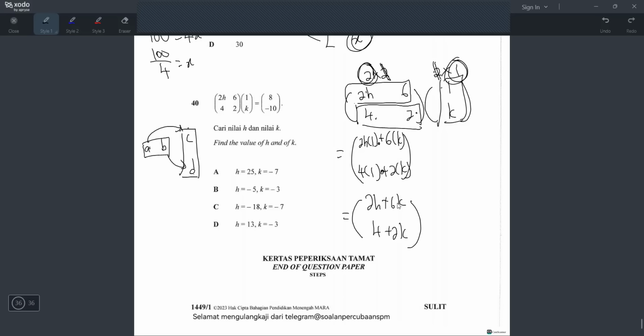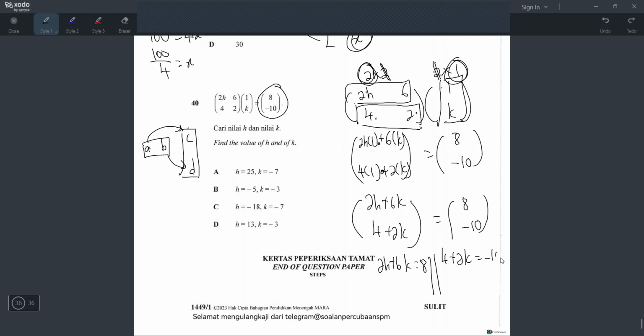So this is your final answer, and you can compare this with the 8, negative 10, right? Because they mentioned before, this times this is 8, negative 10, right? It means this whole thing can compare with 8, negative 10. And how can we find h and k? We can just compare atas sama dengan atas, bawah sama dengan bawah. So 2h plus 6k will be equal to 8 because atas and atas must be sama and then bawah and bawah must be sama. So 4 plus 2k equals negative 10.